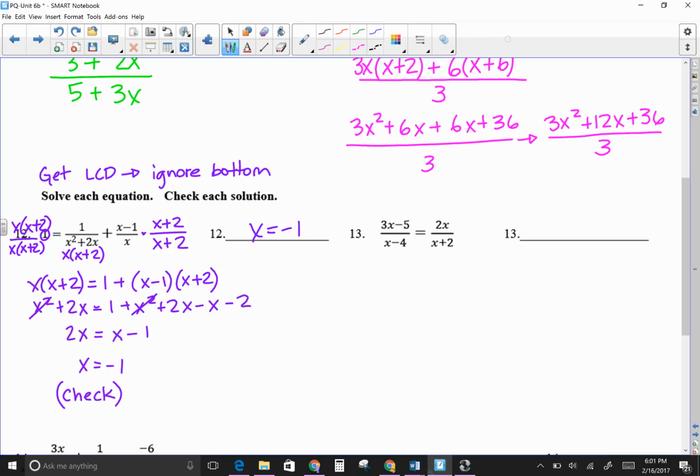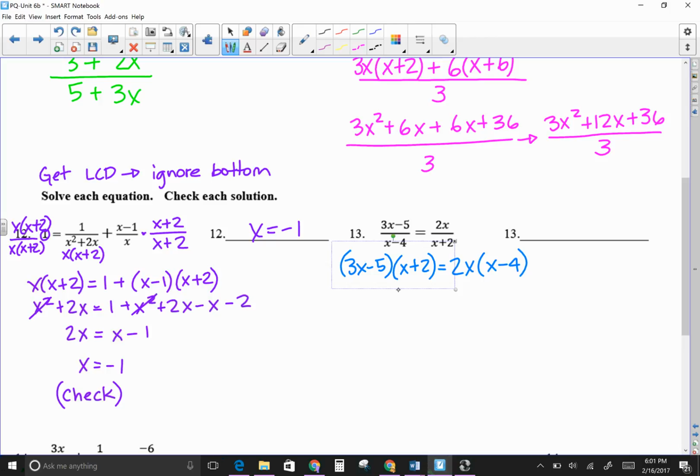And moving on. This one is different from the first one because there's no plus on either side. So this is what I was referring to as a proportion. And the way you solve a proportion most easily is to cross multiply. So that's going to give us 3x minus 5 times x plus 2, and that's equal to 2x times x minus 4.